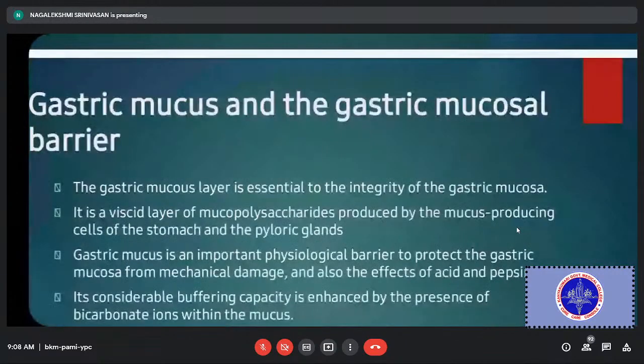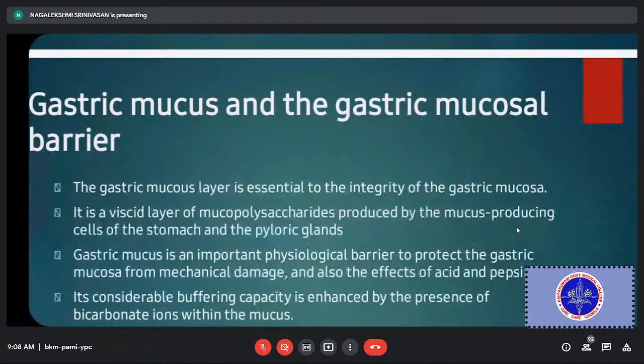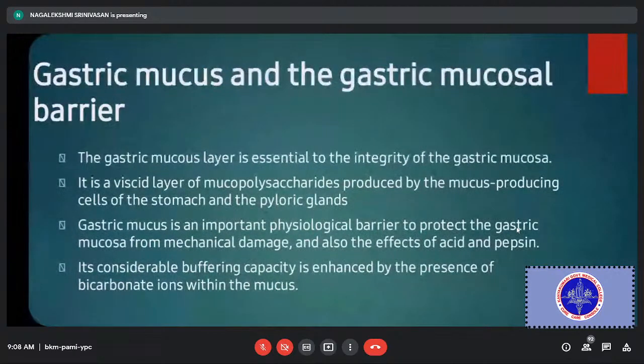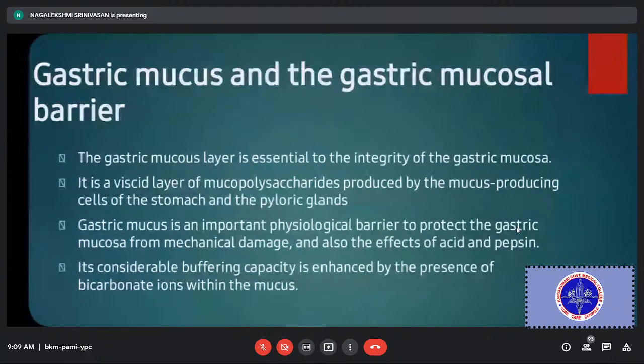So coming to the subject proper, what is the mainstay of gastric ulcer? There is the mucus layer in the stomach, which is a preventive layer. The gastric mucosal barrier prevents ulcer formation. So the mucosal layer is essential for the integrity of the gastric mucosa. It is a viscid layer of mucopolysaccharides produced by mucus-producing cells of the stomach and the pyloric glands. Gastric mucus is an important physiological barrier to protect the gastric mucosa from mechanical damage and also from the effect of acid and pepsin.